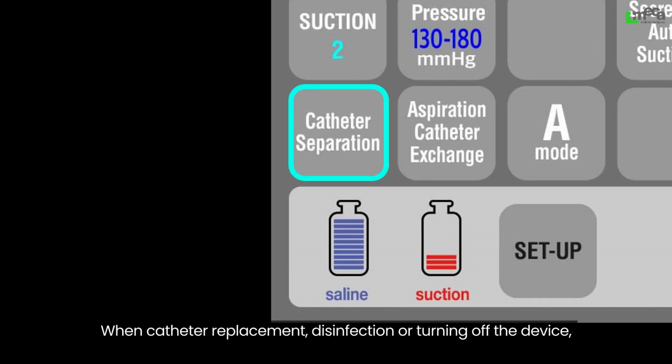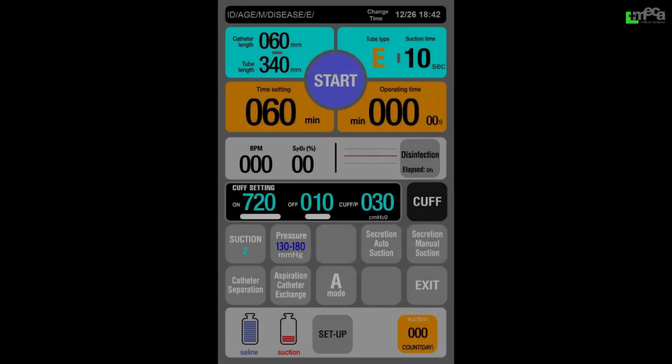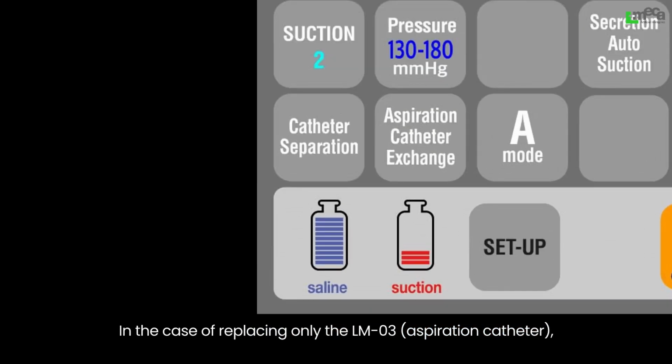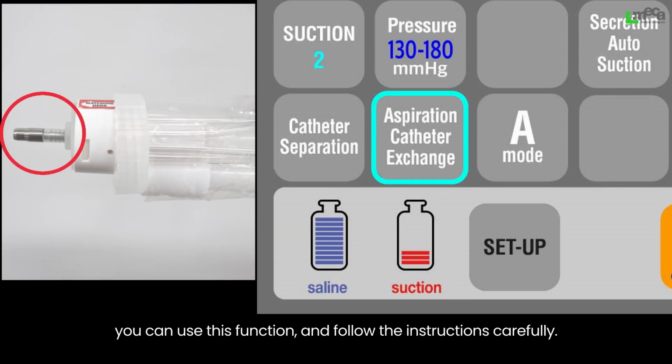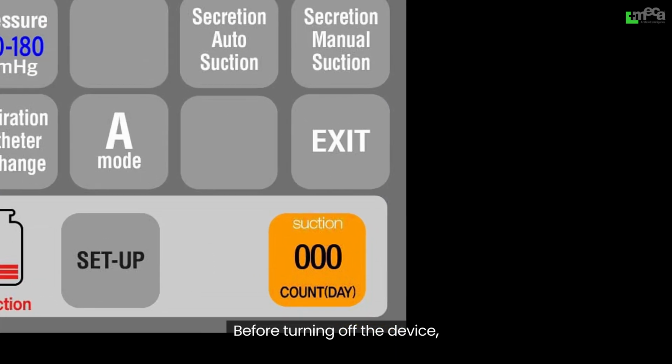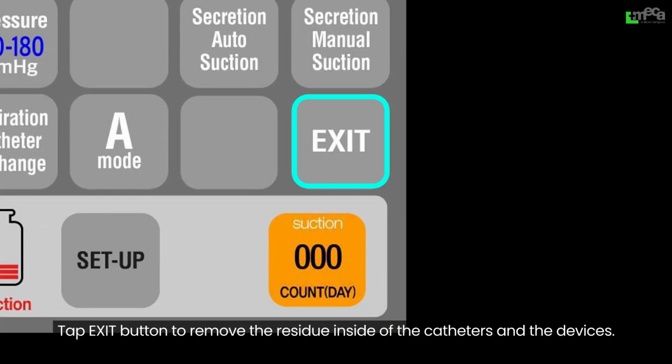When catheter replacement, disinfection or turning off the device, tap the catheter separation button to remove residue from the inside of the catheter and the device. In the case of replacing only the LM3, you can use this function and follow the instructions carefully. Before turning off the device, tap Exit button to remove the residue inside of the catheters and the devices.